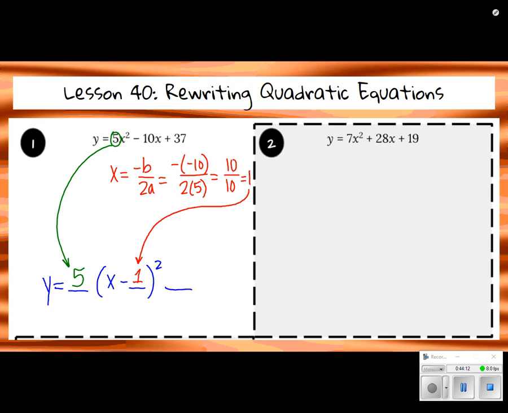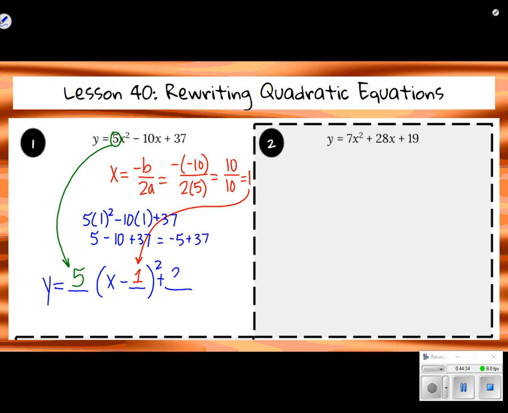All right, we've got to plug 1 back in. So that's 5 times 1 squared minus 10 times 1 plus 37. 5 times 1 squared is 5, minus 10 times 1 is 10, plus 37. 5 minus 10 is -5. -5 plus 37 is 32.